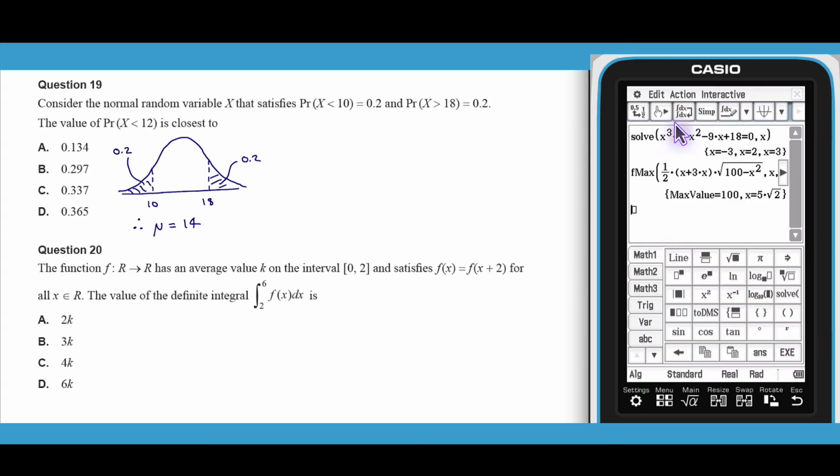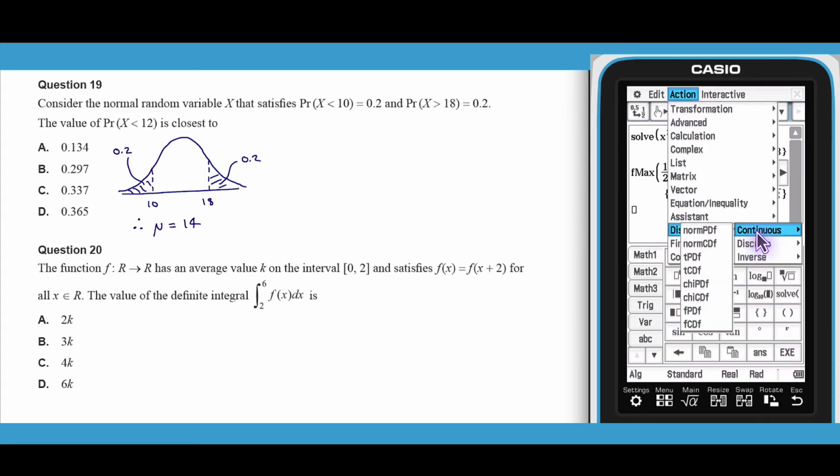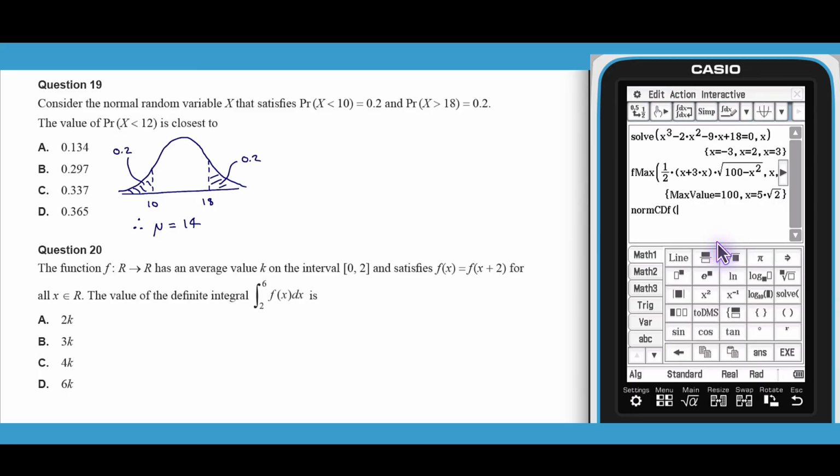I'm going to do this by calling up the NCD command from the Action menu for a change. Unlike the interactive menu, the Action menu does not give me the input wizard, it just gives me the command. As it is a very familiar command, I know that the inputs are lower, upper, sigma, mu, and so, based on the fact that the probability of x less than 10 is 0.2, I will enter negative infinity from the Math2 keyboard, 10, x, 14, where x is the standard deviation sigma. I'll then close the brackets, equate the command to the probability of 0.2 and solve.